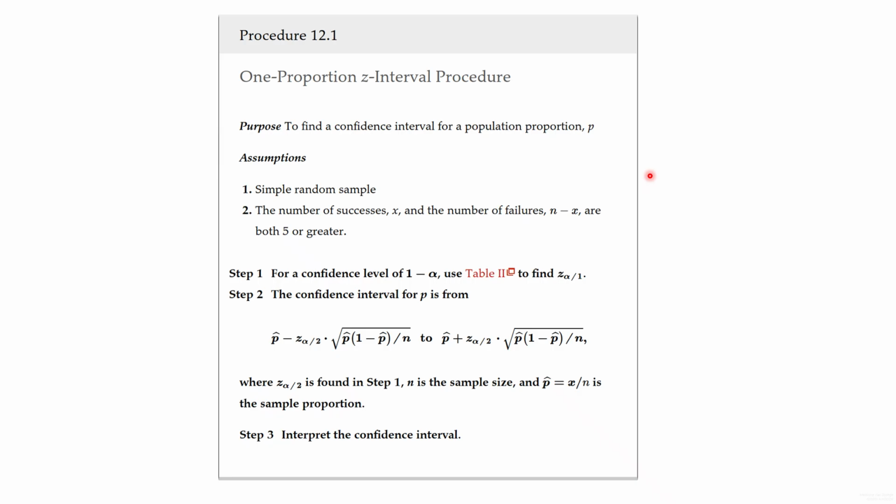So we need to talk about that second assumption again. A condition for using the procedure is that the number of successes and the number of failures are 5 or greater. We can restate this condition as X and N minus X are both 5 or greater, and we don't often know that for P, so we'll have to figure that out.